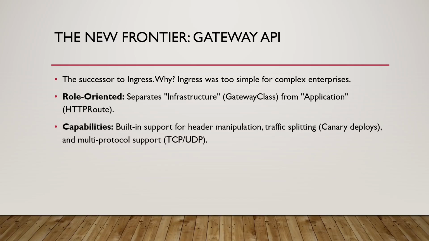Okay, so it basically separates infrastructure, like GatewayClass, from the application HTTP routes. Its capabilities: it has built-in support for header manipulation, traffic splitting, and canary deployments, and it has multiple enterprise-grade protocol supports that we lack in basic Ingress.